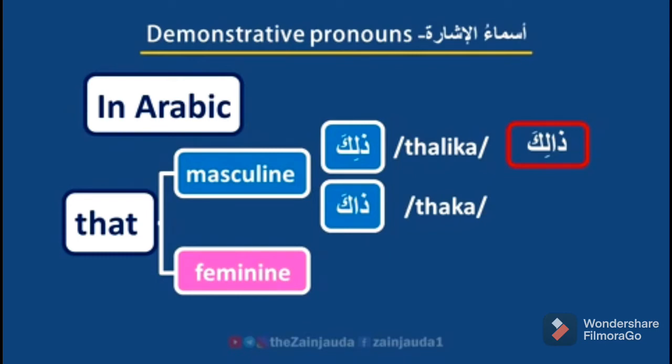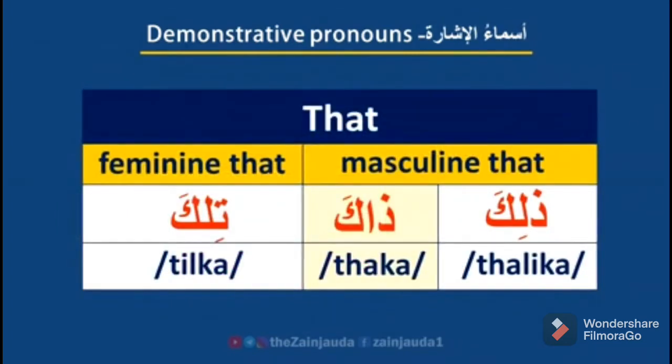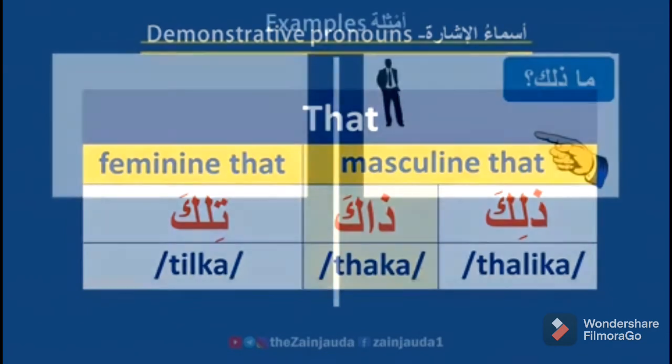The feminine word of that is تلك. تلك is pronounced as it is written. So here we have no omitted alif like هذا, هذه, and ذلك. Now remember, ذلك, and the less used ذاك, and the feminine one تلك. Now let's have some examples.